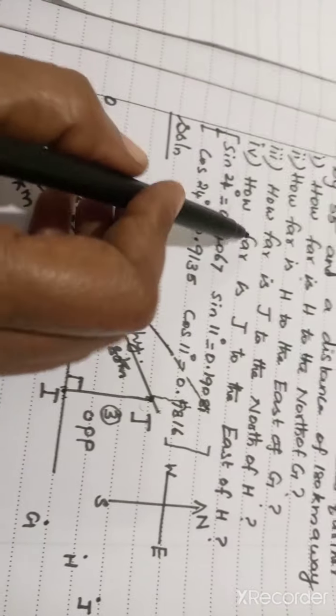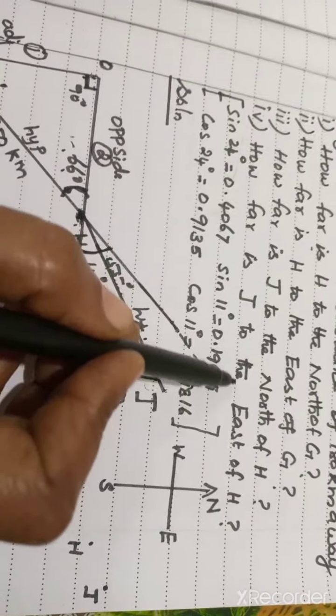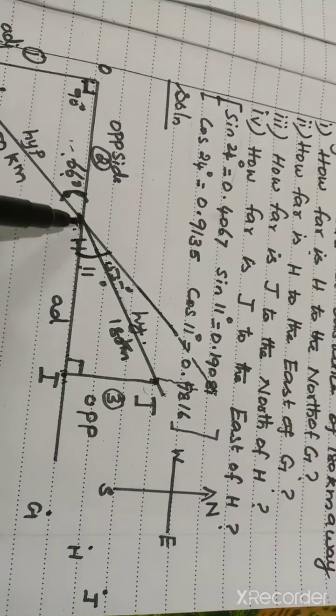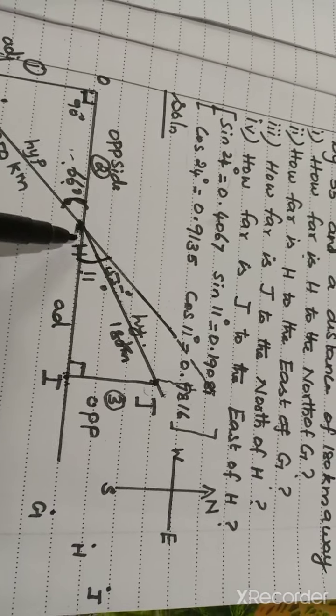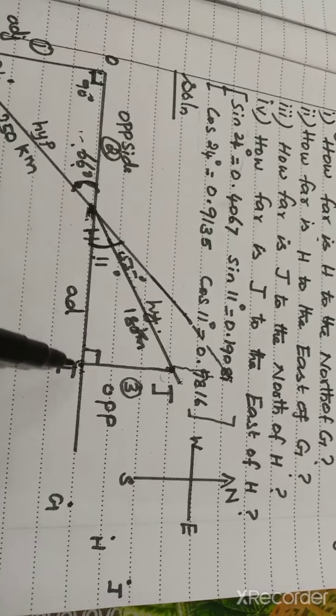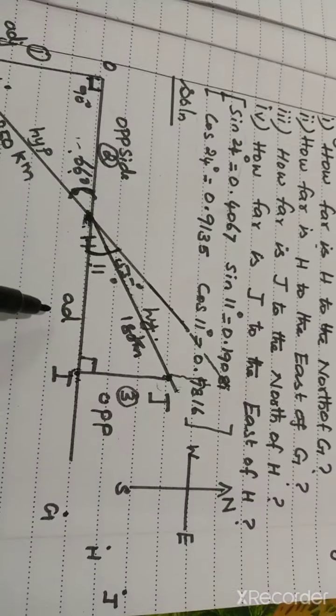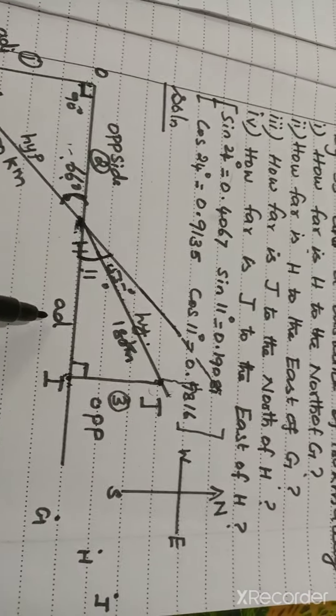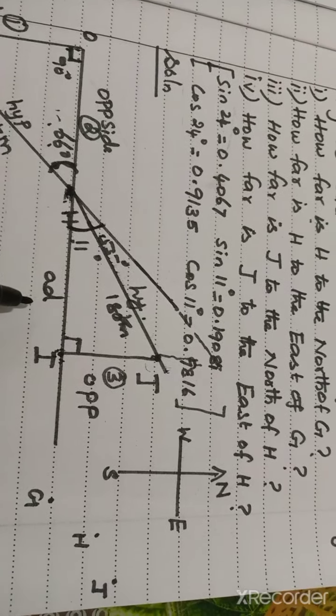The fourth subdivision is how far is J to the east of H. Okay, so east means this direction. So we have to find the distance HI. For that, the same right triangle HIJ can be used. Here we have to find this adjacent side, so adjacent means the cos ratio can be used.